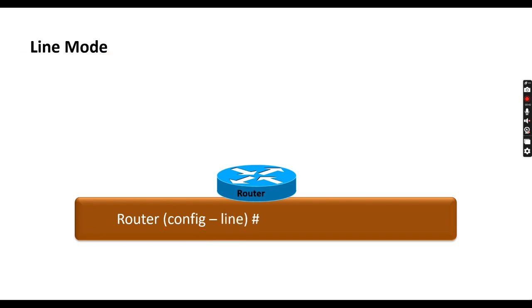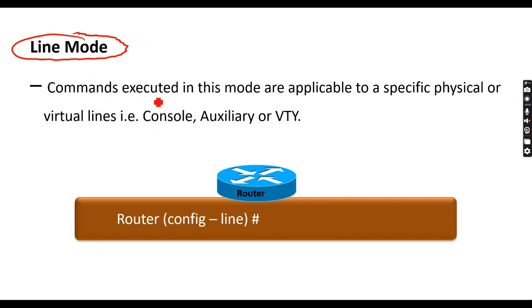Next you have line mode. This line mode is basically used for virtual interfaces. The commands executed here are applicable to specific physical or virtual lines such as console, auxiliary, or VTY, virtual teletype. When you want to configure your console port, auxiliary port, or virtual ports, you have to go into line mode. Simple.